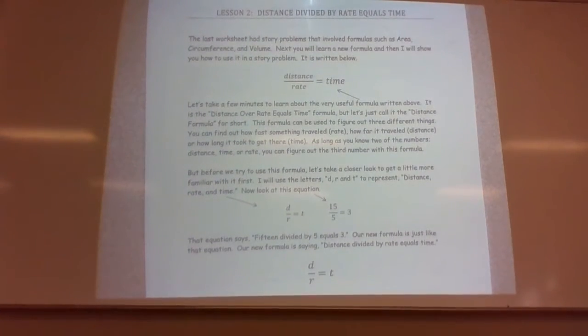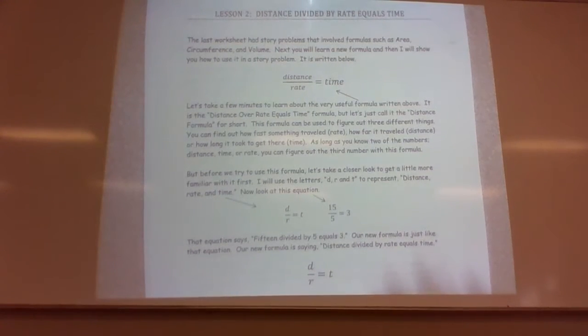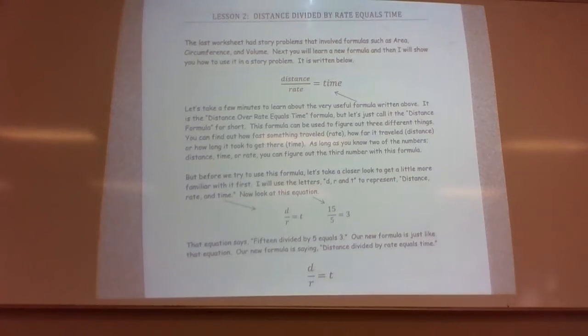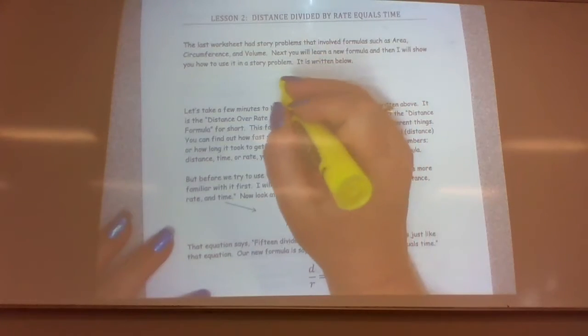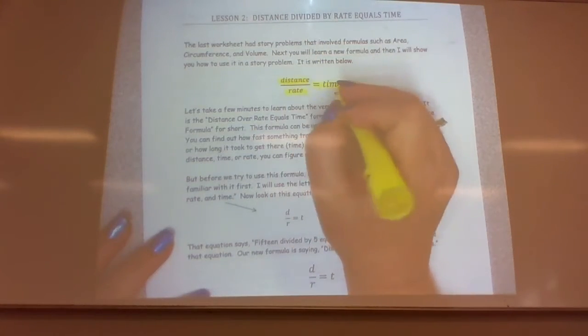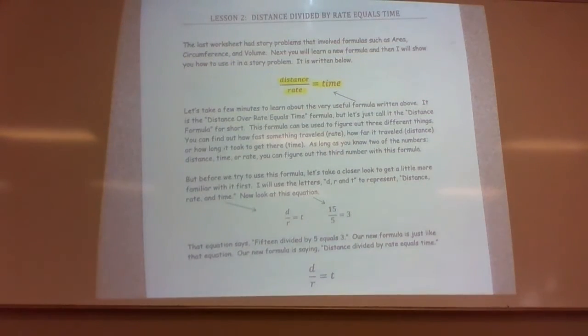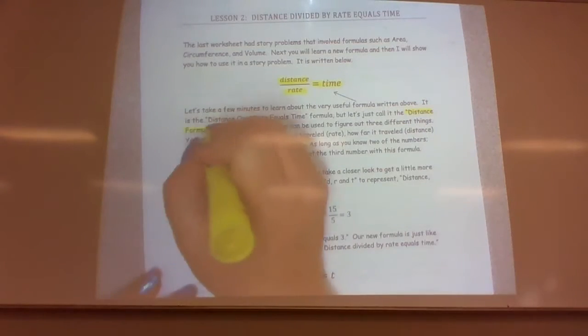Alright, so yesterday's lesson we talked about finding unknowns in our equations, and today we're looking at distance and time. So we looked at story problems that involved formulas. We had area, circumference, and volume, and now we're going to talk about distance, rate, and time. And this is the formula: distance over rate equals time. So we're going to call this the distance formula, okay?